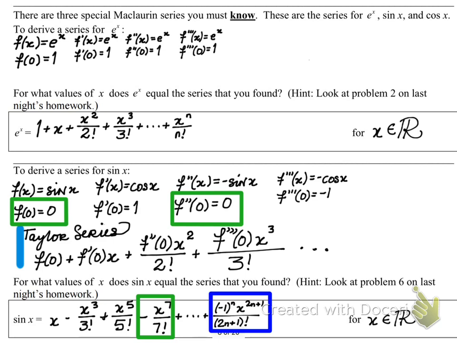That's all we've got for that. But this is true for all x, an element of the reals.